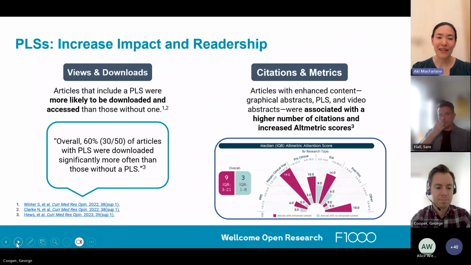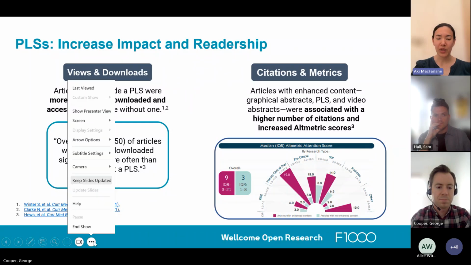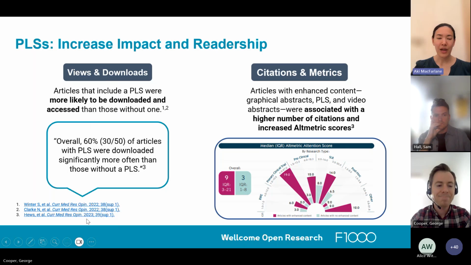So basically, in summary, plain language summaries are now a requirement, but also an opportunity. By ensuring that Wellcome's research can be understood by everyone, we move closer to a world where everyone has access to the health information that they need, and thereby moving a little bit closer to improving health for everyone. So now, if I could pass back to George to speak a little bit more about what we know about the impact so far of plain language summaries.